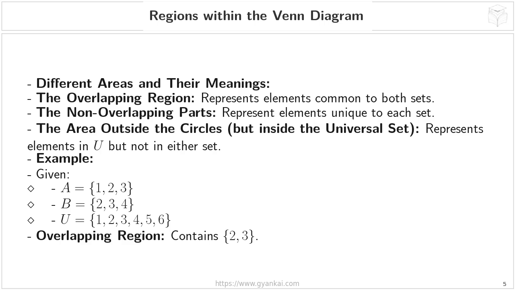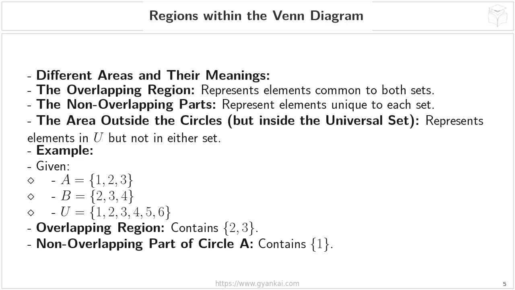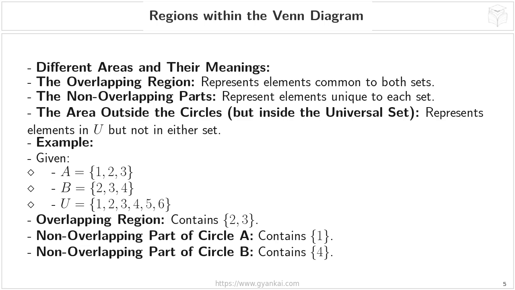Why? Because 2 and 3 are present in both set A and set B. Now, the non-overlapping part of circle A, that's the part of circle A that doesn't overlap with B, contains only the number 1. 1 is in set A, but it's not in set B. Similarly, the non-overlapping part of circle B contains the number 4. 4 is in set B, but not in set A.